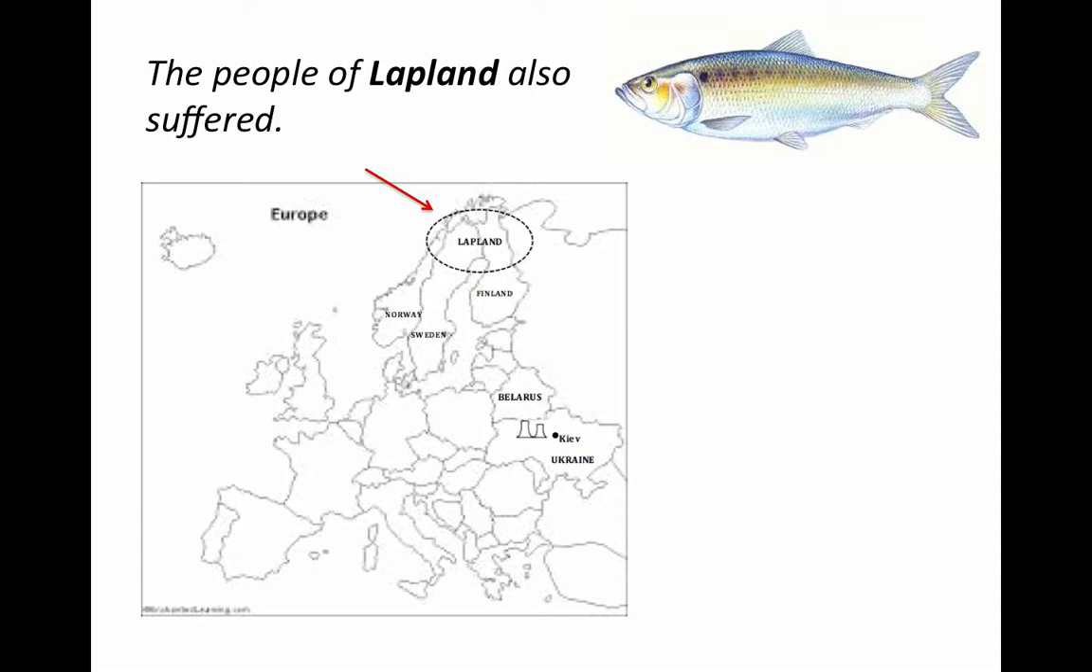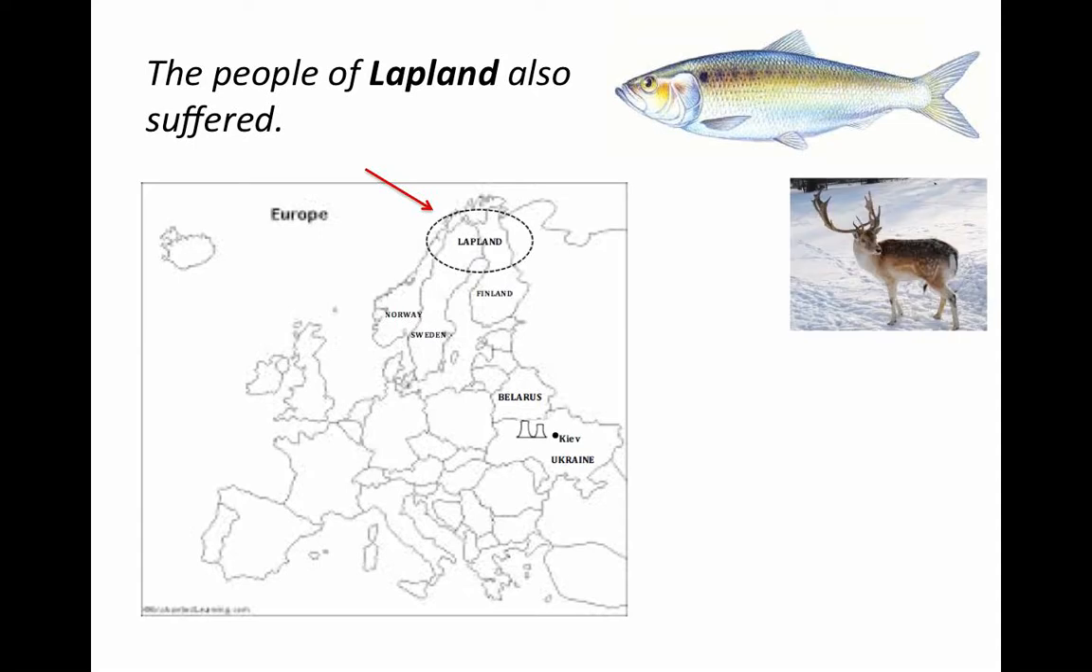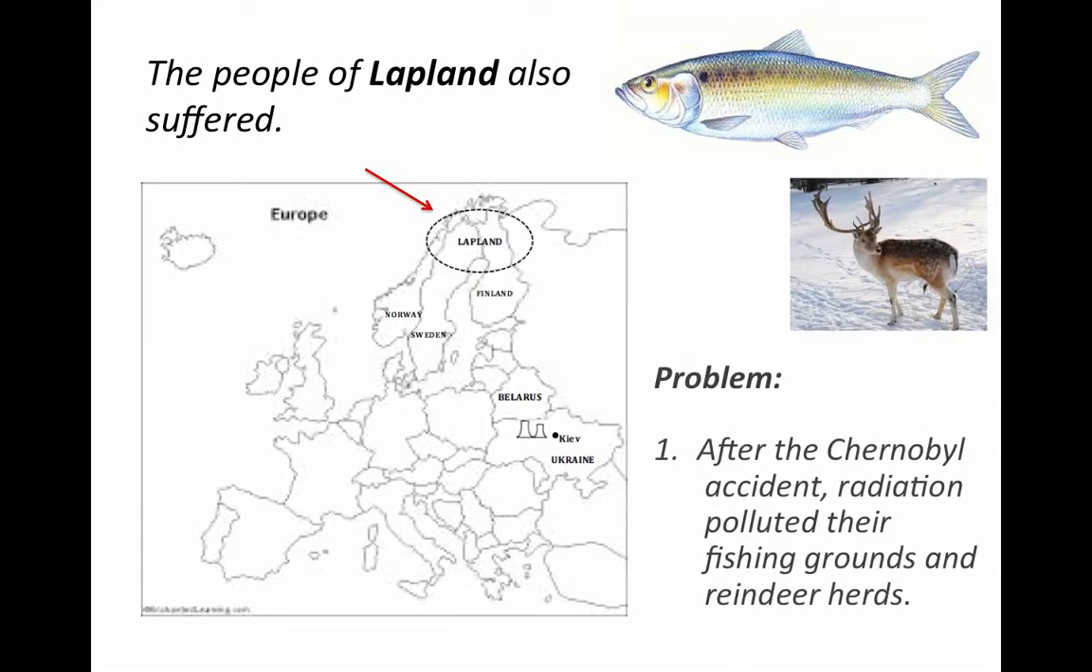Others raise herds of reindeer. After the Chernobyl accident, radiation polluted their fishing grounds and their reindeer herds. Many animals died. Those that survived were not safe to eat. In your workbook, list one way that the people of Lapland were affected by the Chernobyl accident. You can pause this video if you'd like.